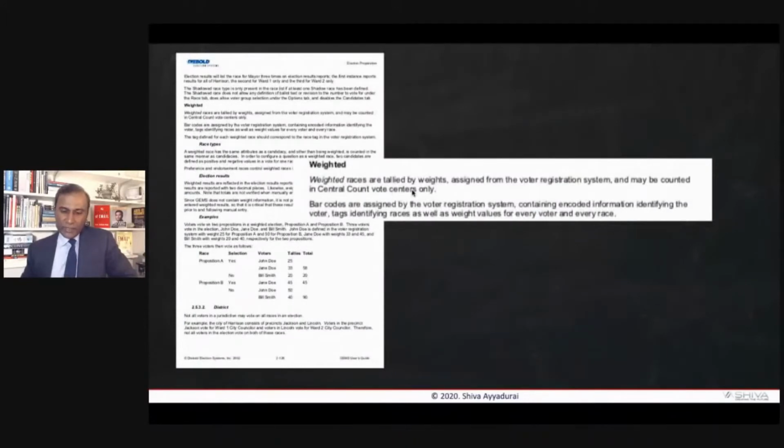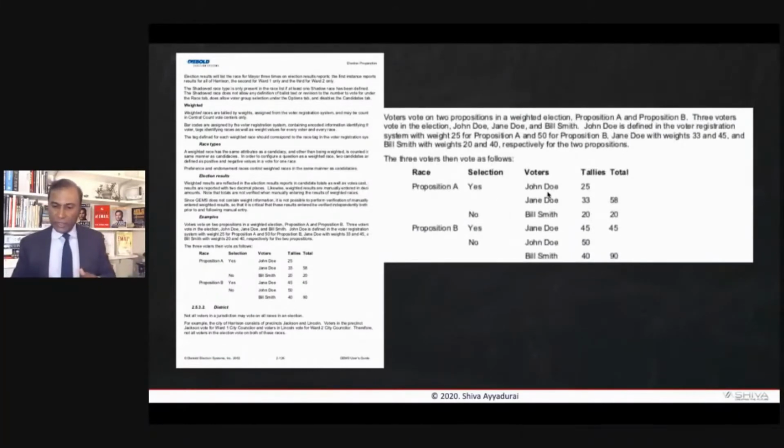And it says weighted races are tallied by weights assigned from the voter registration system and may be counted in the central count vote centers only. So what that means, and they give an example here: let's say John Doe gets 25 points for his vote. They're using whole numbers. And Jane Doe gets 33. So if they vote yes, it's not 1 and 1. John gets 25 votes, Jane gets 33, so it's 58 votes. And let's say Bill voted no, he only got a weight of 20. So it's 58 to 20. Same thing with a different proposition. By the way, the system allows you to set weights for different races, different individuals, and different candidates.